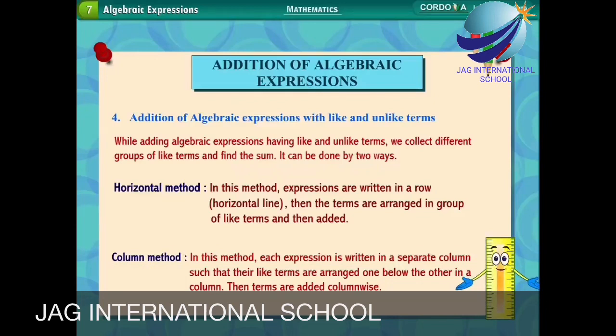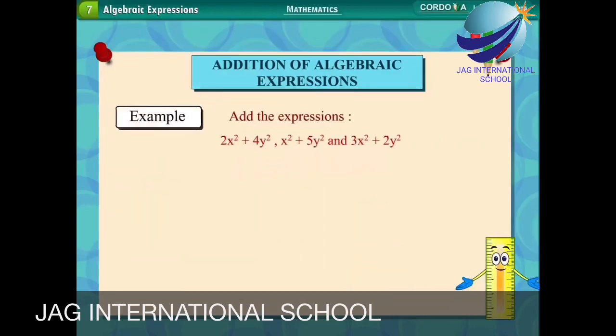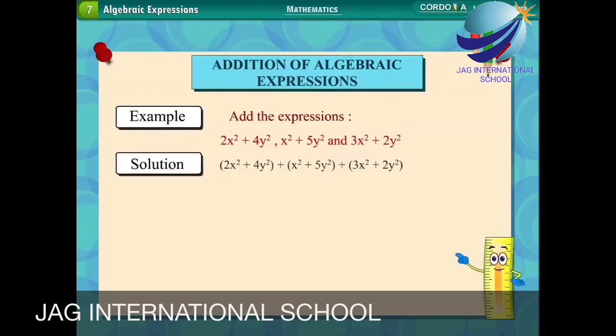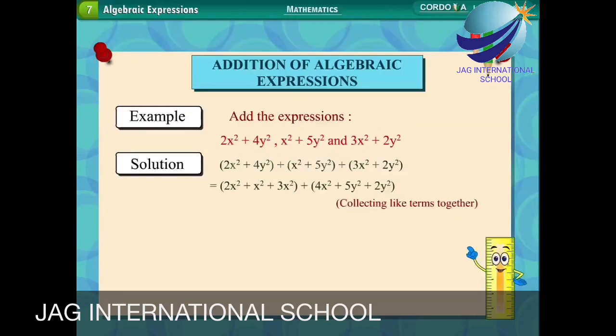Example, add the expressions 2x squared plus 4y squared, x squared plus 5y squared, and 3x squared plus 2y squared. Solution, 2x squared plus 4y squared plus x squared plus 5y squared plus 3x squared plus 2y squared is equal to 2x squared plus x squared plus 3x squared plus 4y squared plus 5y squared plus 2y squared, collecting like terms together, which is equal to 6x squared plus 11y squared.